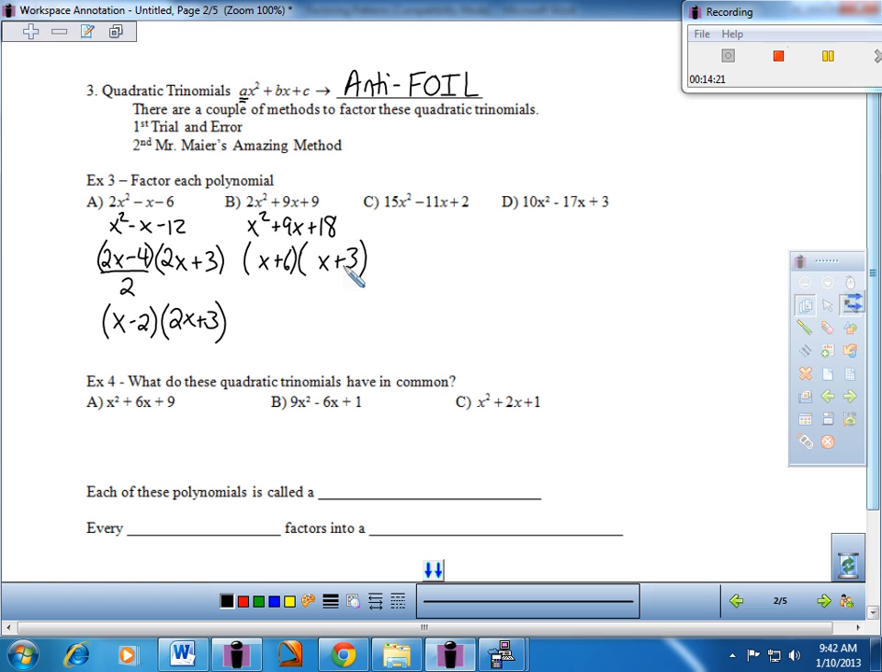Okay, very nice. Now again, I have to put the 2 in because these have to multiply to 2x squared. Unfortunately, I don't know where that 2 goes, so I put it in both. And then I realize, okay, I overcompensated. Somewhere there's an extra 2. There it is. There's the extra 2, so I divide that by 2, and then I get x plus 3 and 2x plus 3. And there you go.